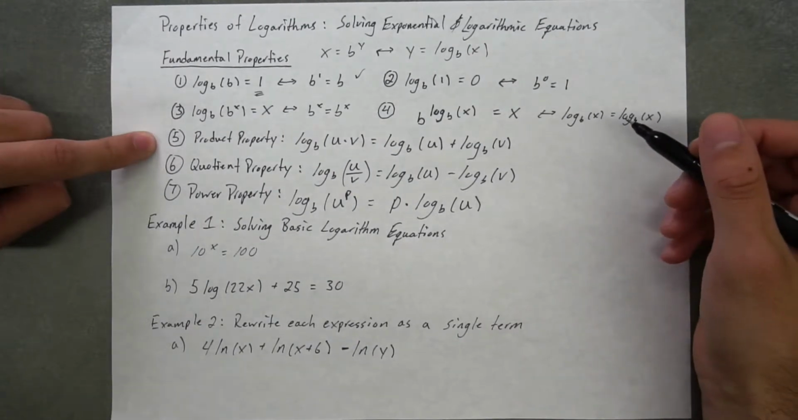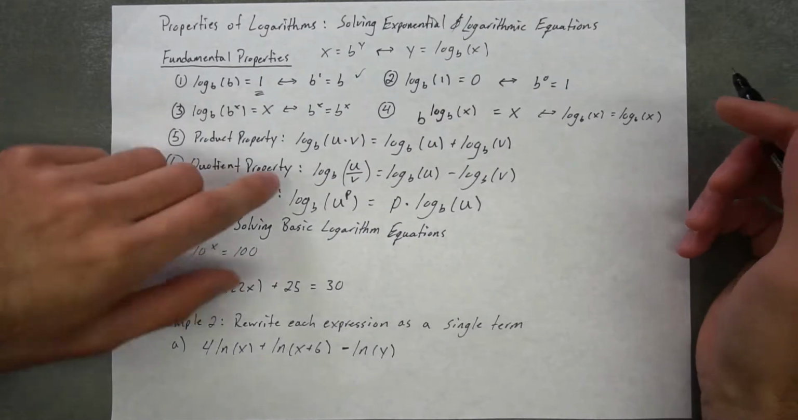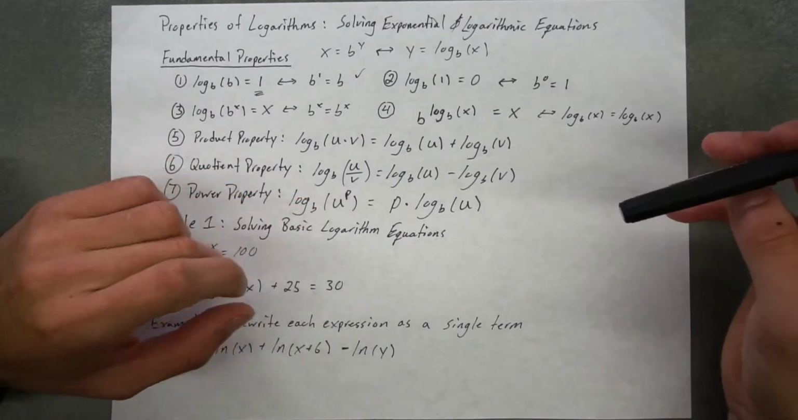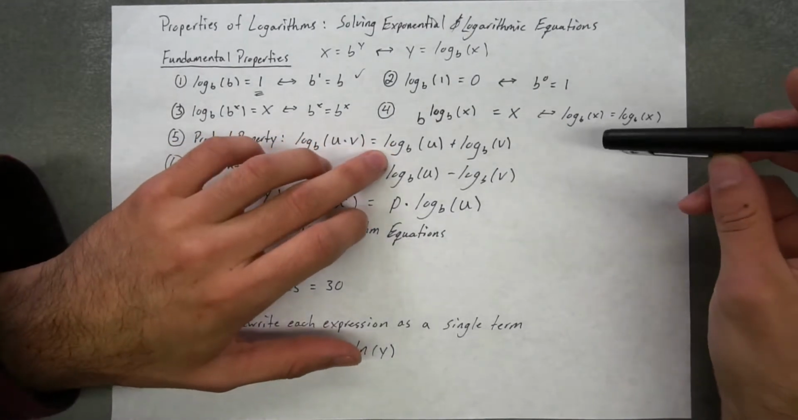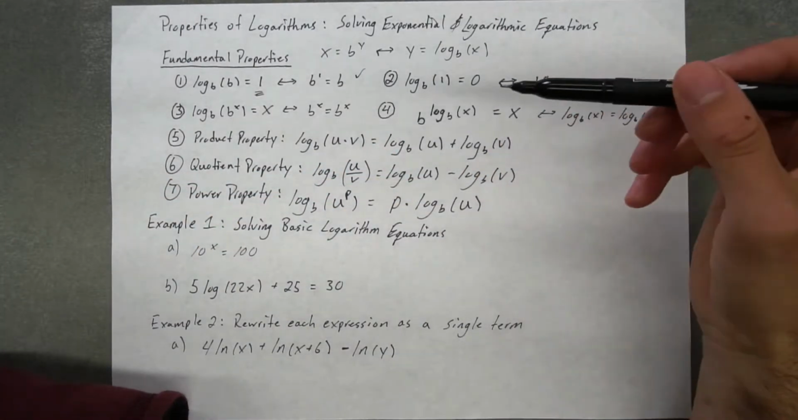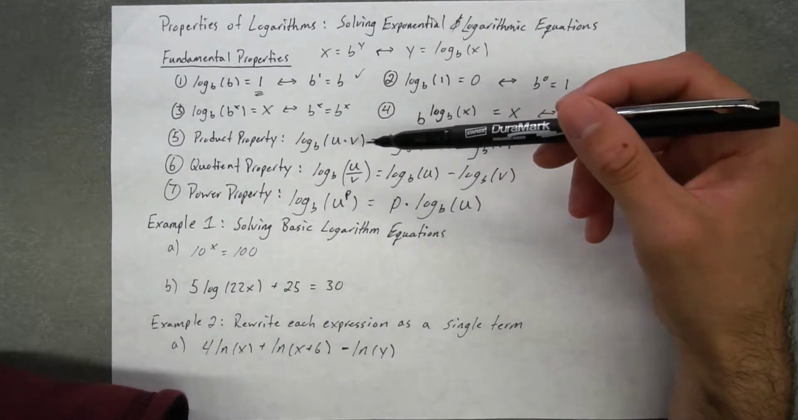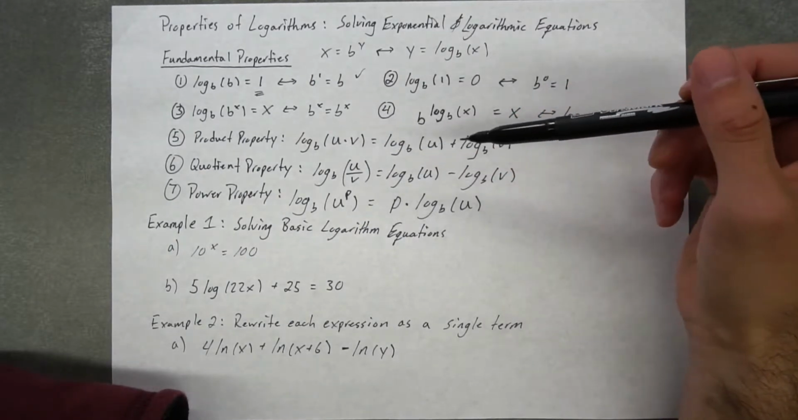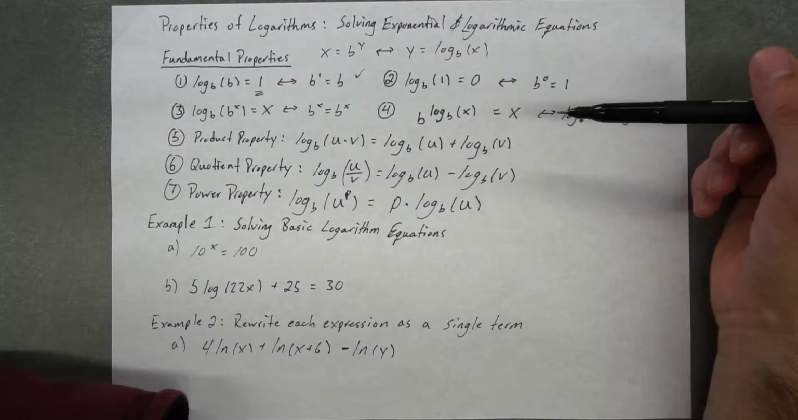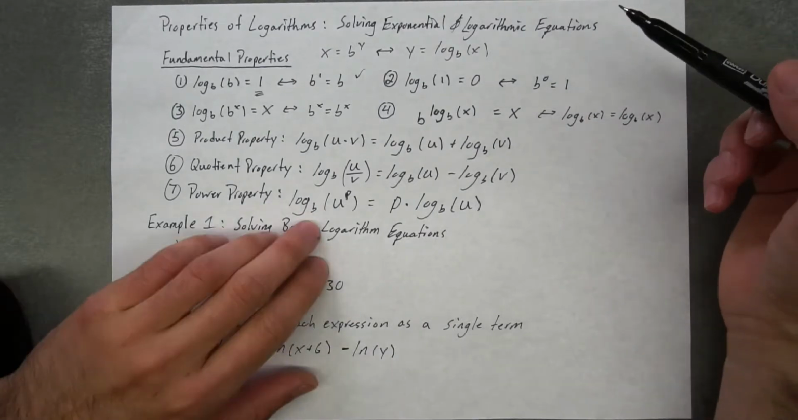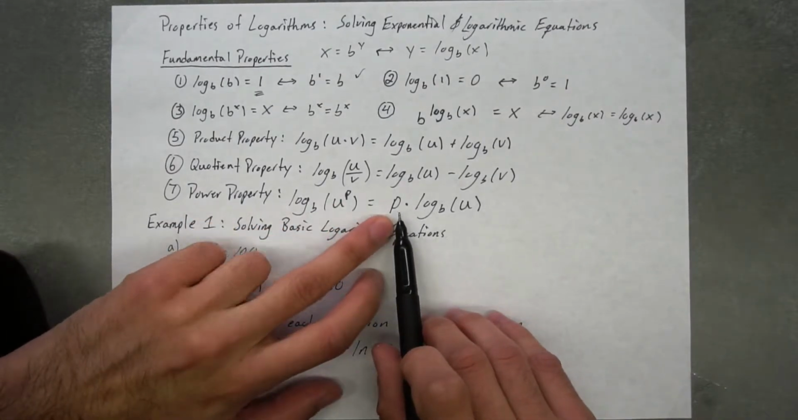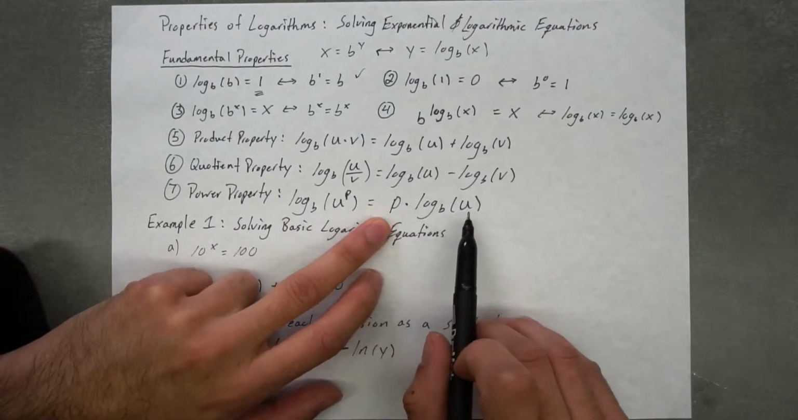We have the fifth case, the product property, where we have the log base b of u times v, and that's equal to the sum of the logs: log base b of u plus log base b of v. The quotient property is the log base b of u divided by v, and that's equal to the difference between the logs, log base b of u and log base b of v. The power property is log base b of u to the power p, and that's equal to the exponent p times the log base b of u.